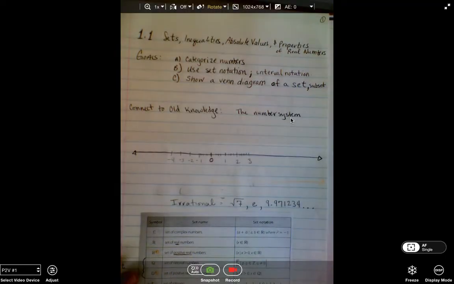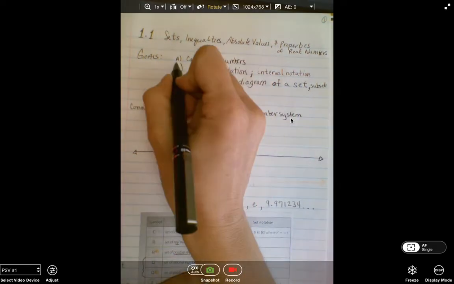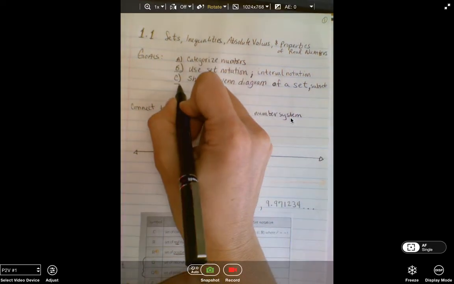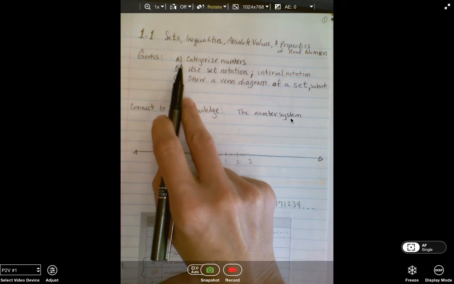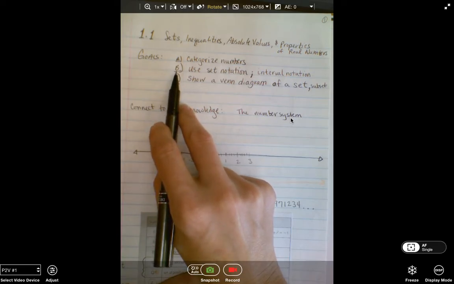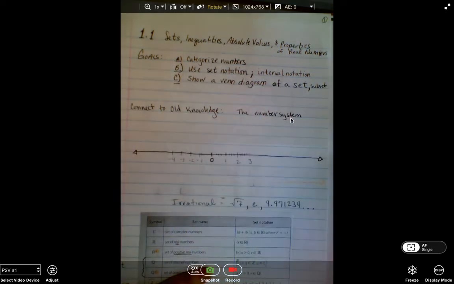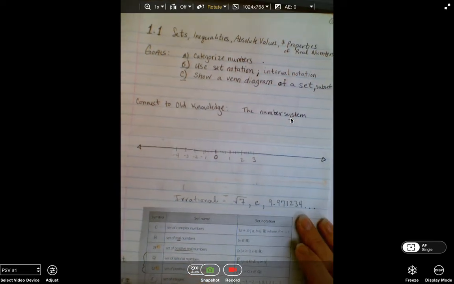Okay, here we go. 1.1: sets, inequalities, absolute values, and properties of real numbers. We're going to go through three goals. I'm going to try to cut the videos into 1.1a, 1.1b, 1.1c. So we're going to categorize numbers and look at some different types of notation.